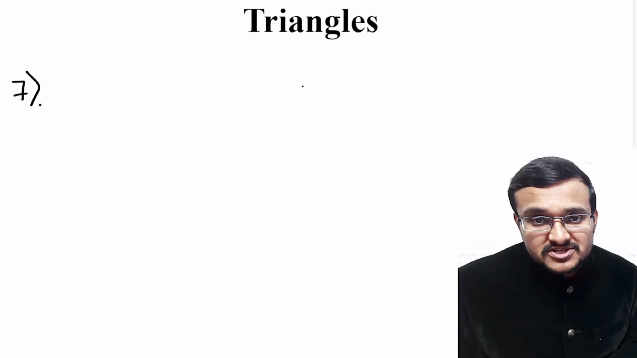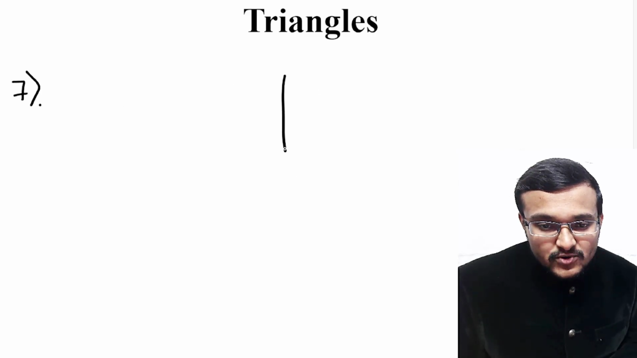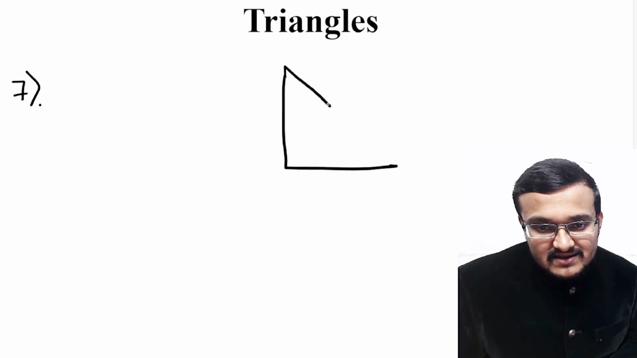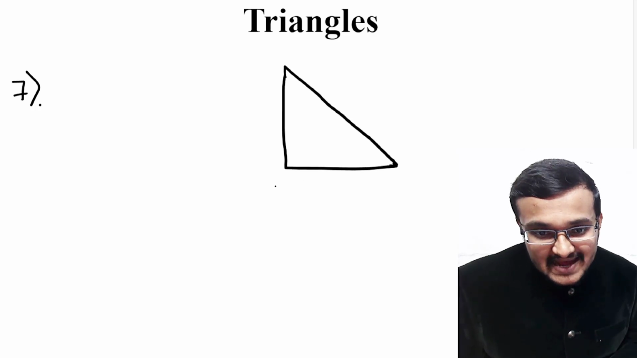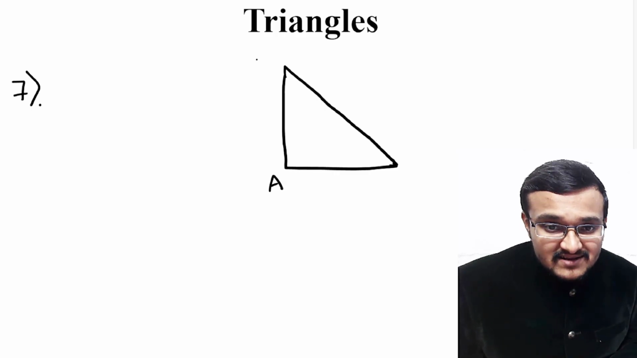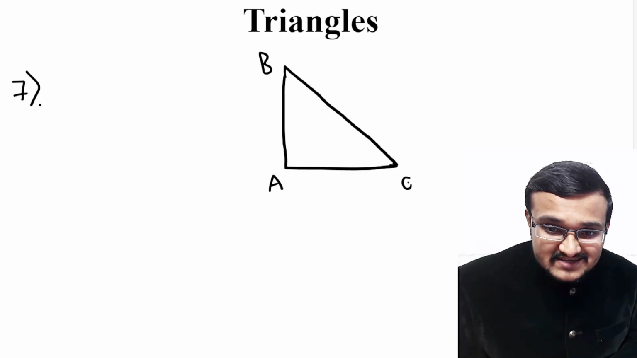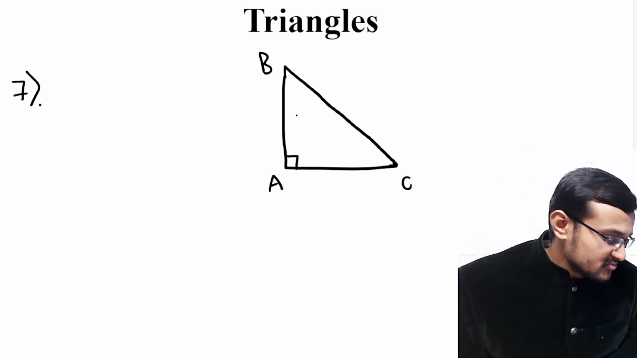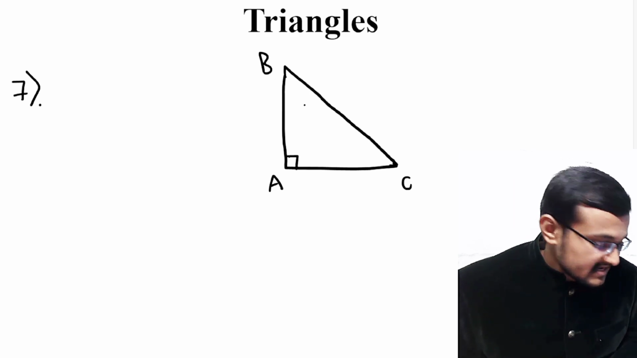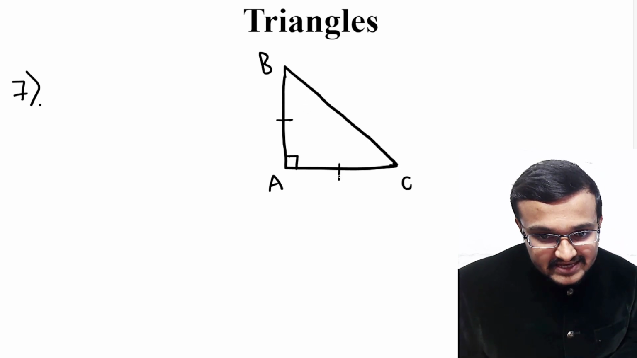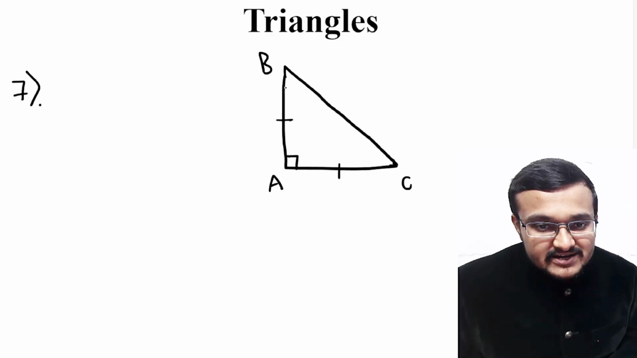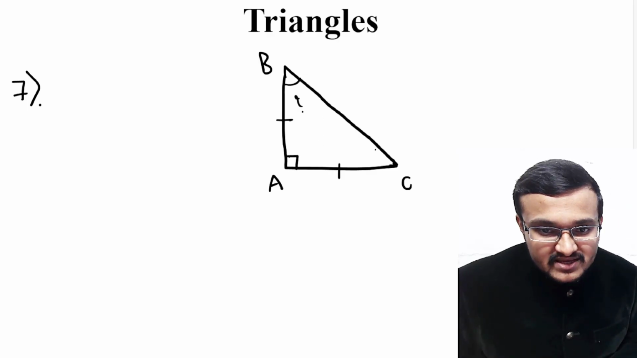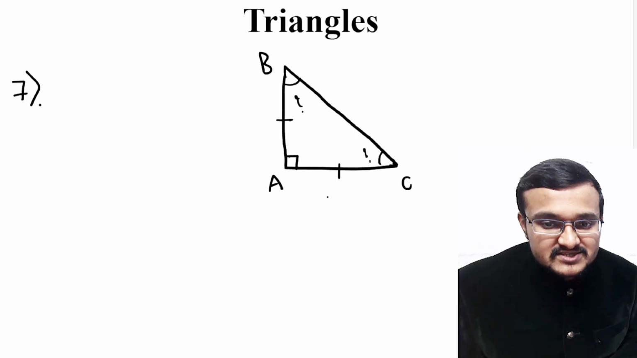Coming to the 7th question in this particular exercise, here you have to consider a particular right angle triangle like this. Here A is the right angle. The name of this triangle is ABC, where A is equal to 90 degrees. And one more data they have given here, that is AB is equal to AC. So now you have to find out what is the value for B, what is the value for C.